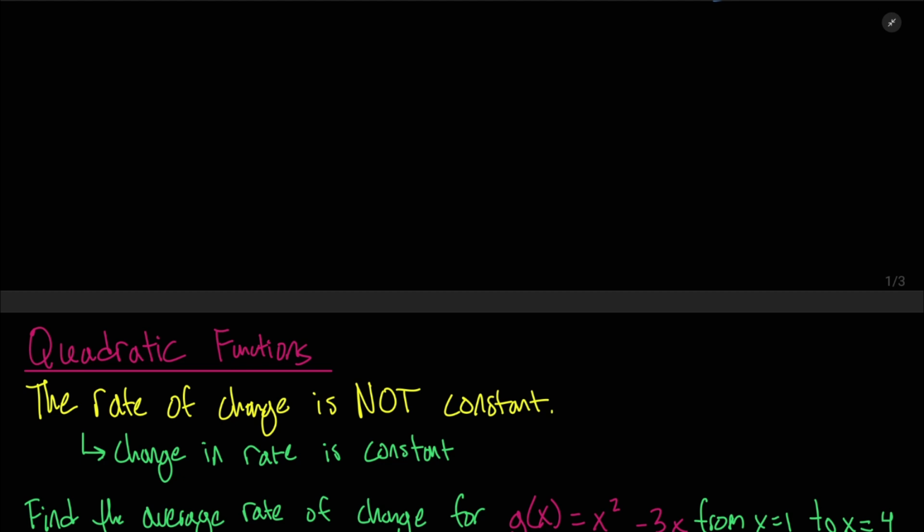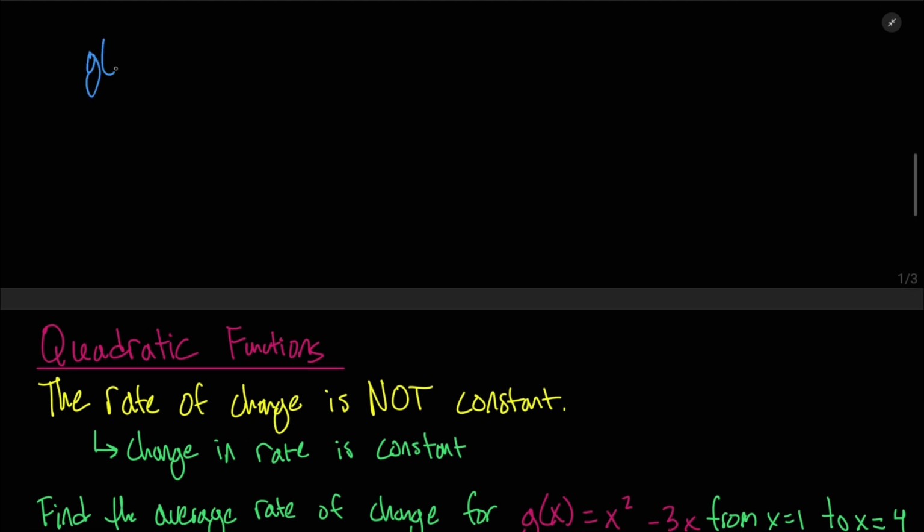x squared minus 3x. We're just going to do the same thing. We can use the same formula. We're going to plug in g of 1. That's going to be 1 squared minus 3 times 1. Okay, let's solve that out. What's 1 squared? That's 1, minus 3 times 1. That's 1 minus 3. That's -2.